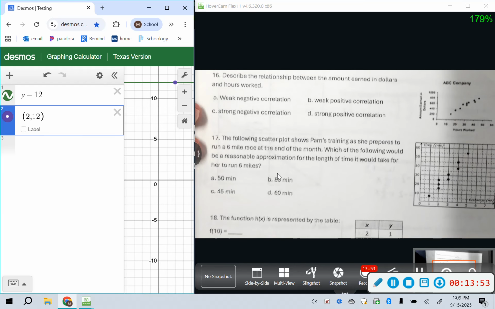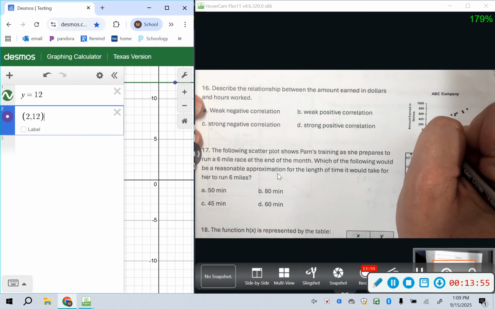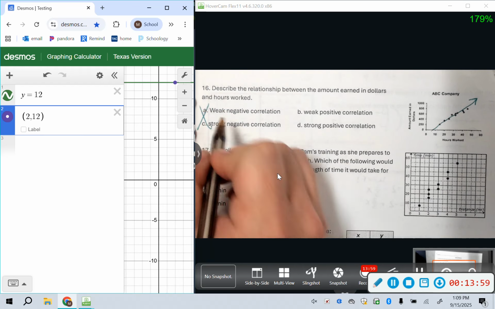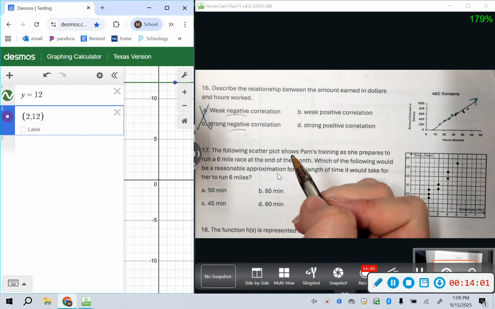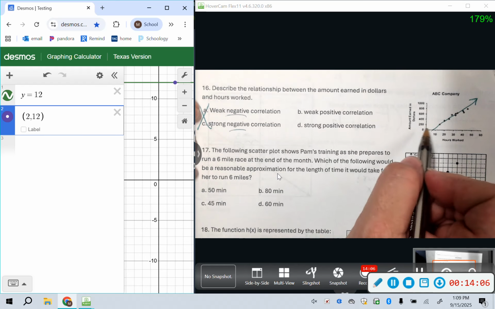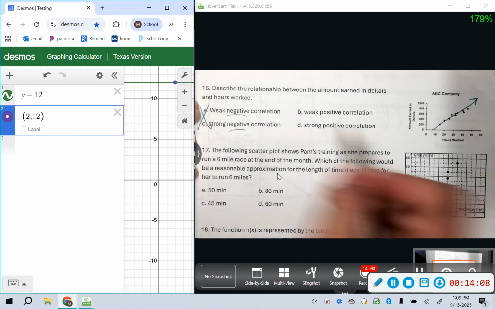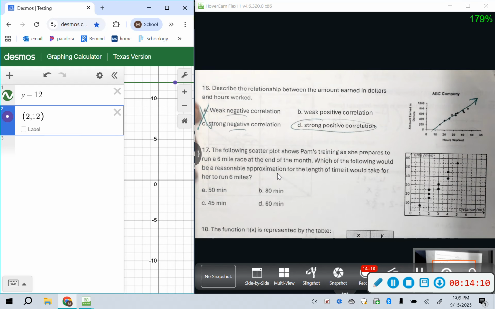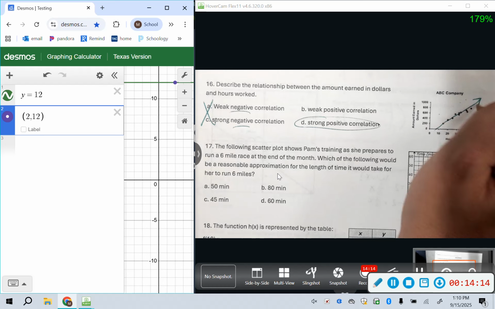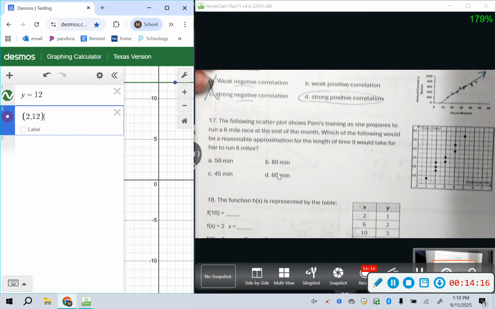Okay, number 16. If I were to draw a line through this, I'm drawing a positive line, so I know A and C are wrong because those both say negative. Okay, and then weak and strong. Well, strong is when the dots are pretty close, and all of those are pretty close, so it's strong. Now, if they were way further out, that would be weak.